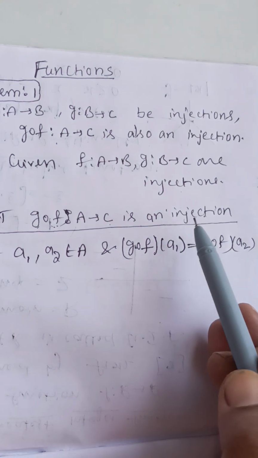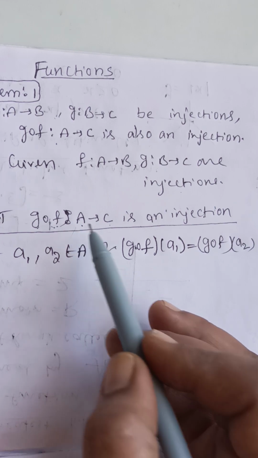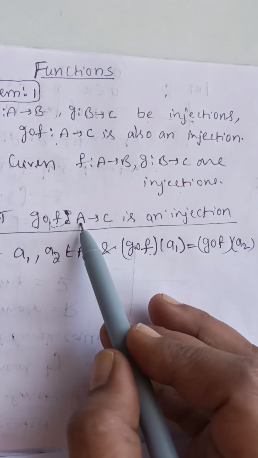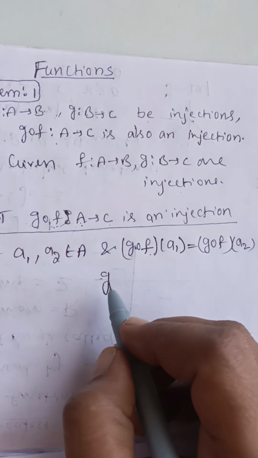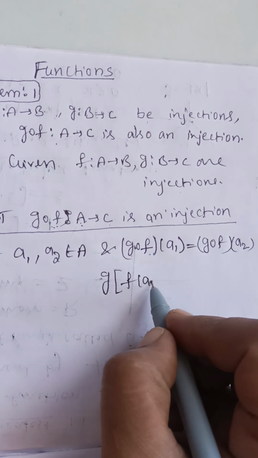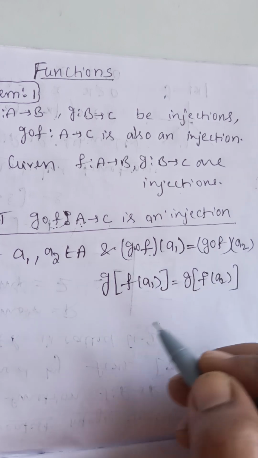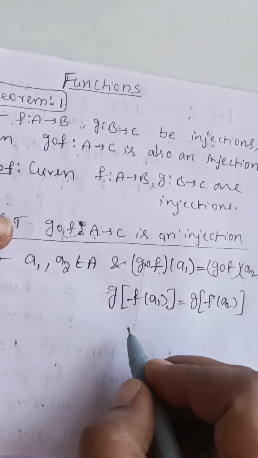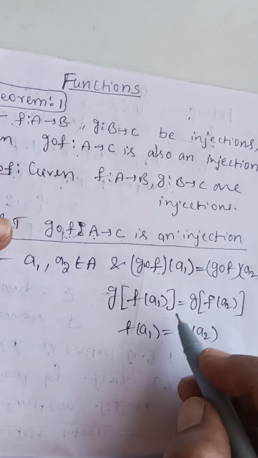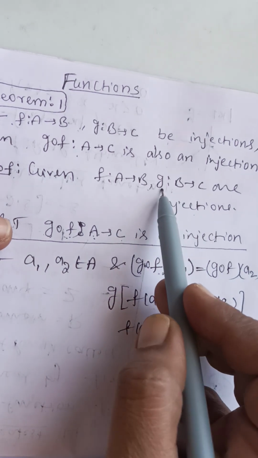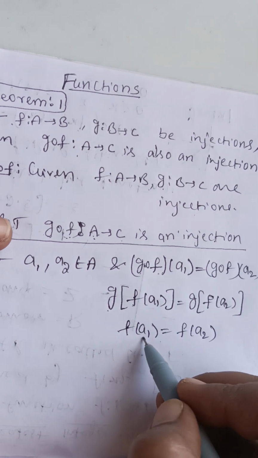Okay, to prove a function is an injection we have to take two elements in the first set, that is the domain, and we have to take g circle f of a1 equal to g circle f of a2. Then g circle f of a1 can be written as g of f of a1 equal to g of f of a2. Okay, it is f of a1 equal to f of a2 because g is removed here because it is one-one. So given g maps B to C is one-one, we can write g of f of a1 as f of a1.